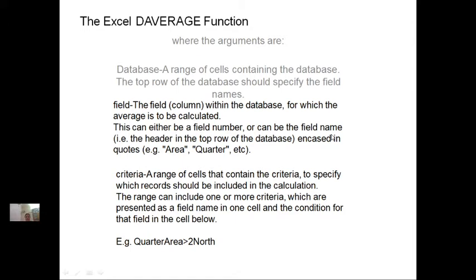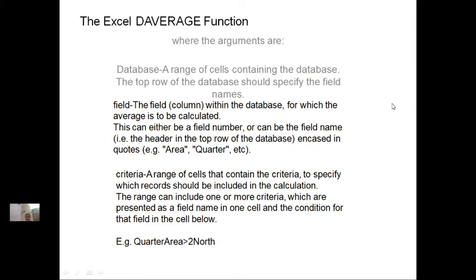Okay, field number or name, that is, the header in the top row, enclosed in quotes. That is area, quarter, the example he has given here. Field means it is a field within the database, the range of cells containing the database. Next is the criteria. A range of cells that contains the criteria to specify which records should be included in the calculation. For example, he is giving here that quarter is greater than 2 and area is north. Now, this is about the arguments of the daverage function syntax.